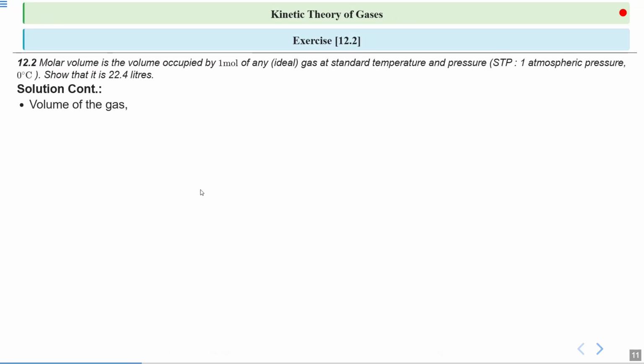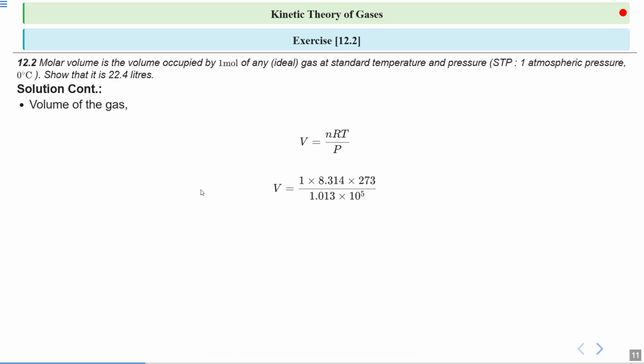Now, the volume of a gas is related to the amount of substance, temperature and pressure. So we use the ideal gas law, which is expressed as V equal to nRT divided by P. Here V is the volume, n is the number of moles, T is the temperature, R is the universal gas constant, and P is the pressure. This equation will help us calculate the molar volume.